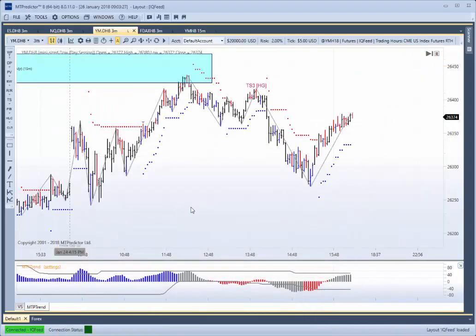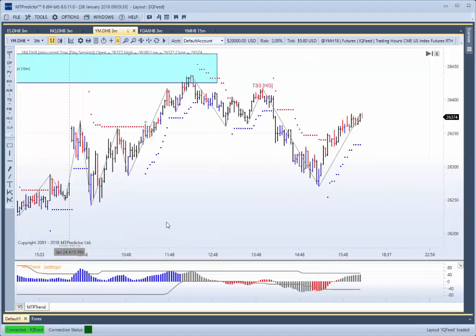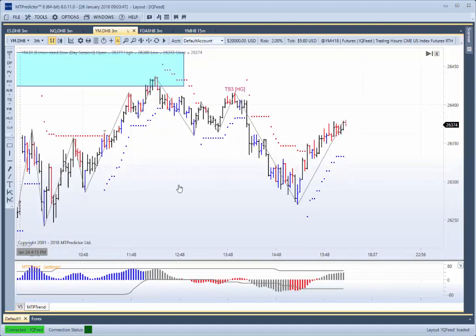Right, today's MTPredictor video, I'd like to have a look at this particular sell setup that unfolded on a 3-minute chart of the YM yesterday, as it was a perfect example of one of my favorite MTPredictor trade setups, which is the Holy Grail trade setup. So what is a Holy Grail trade setup?